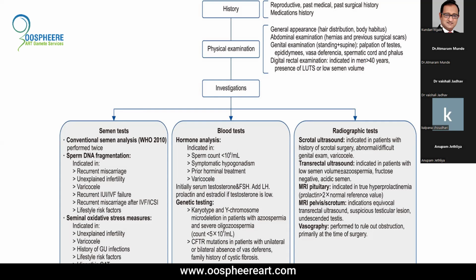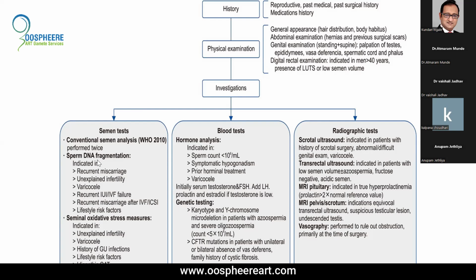Standing, to see whether varicocele grade 4 and grade 3 can be seen very easily, or lying down. Palpation of the vas and epididymis, and the presence of the spermatic cord in a patient with azoospermia. Even a digital rectal examination to know about prostatic enlargement. Investigations: semen analysis, DNA fragmentation in all these conditions, and oxidative stress, which is not available in the Indian scenario at the moment, or we are not doing this in our clinical practice.